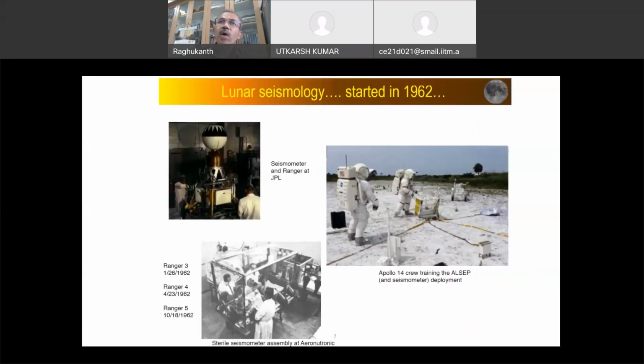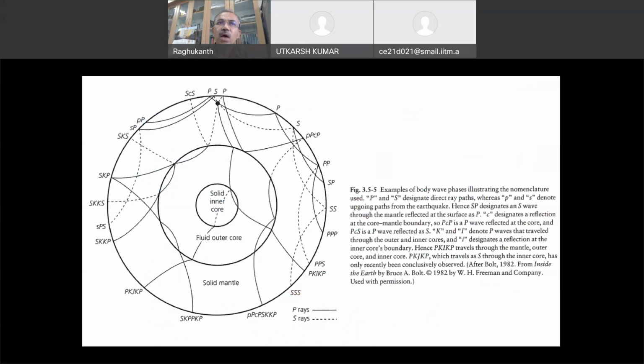So this is the concept we discussed in the last class. Whenever there is a large magnitude earthquake, magnitude 9 or so, the whole planet vibrates. Last class I told you about SKP, PP, PK, JKP. All these types of phases we can observe from the data. If the wave has passed through the solid inner core, then using that information we can go back and construct the material properties, the characteristics of that particular region. This is the basic philosophy.